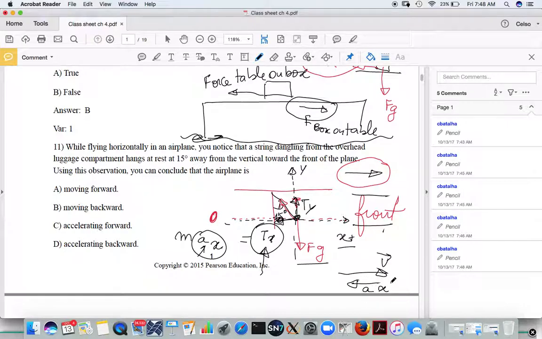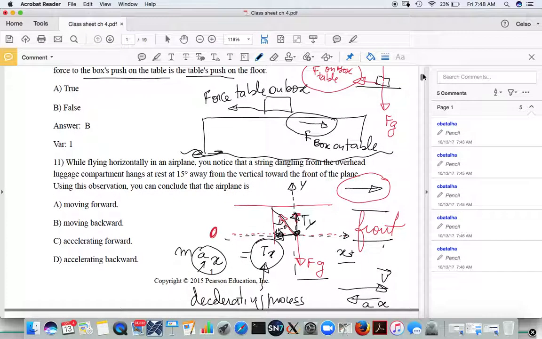Both vectors have opposite direction. So you have a situation of decelerating process. So it's slowing down. So you have a slowing down, your airplane is slowing down basically. So it's moving forward, this is correcting, and accelerating backward.